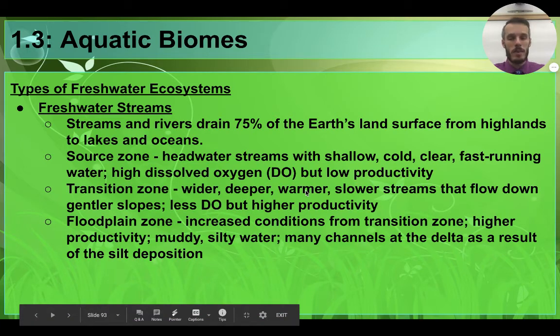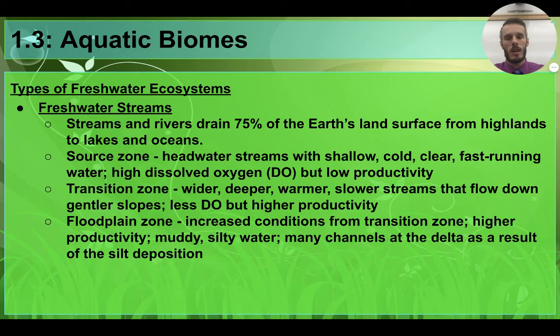Next, we got streams. So these are going to be the moving water ecosystems. Streams and rivers drain a very large amount of Earth's land surface, taking that water to lakes or oceans. In any stream, or really any river, there's what is called a source zone, where the water is coming from, whether it's a spring coming from underground or maybe from snowmelt. So it's shallow, it's cold, running pretty fast because it's probably coming from higher elevation.